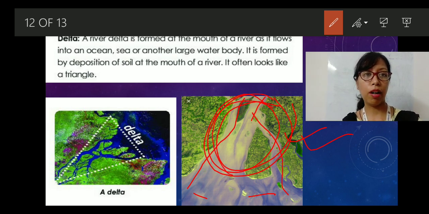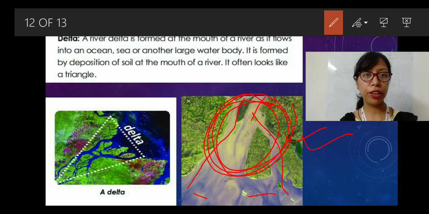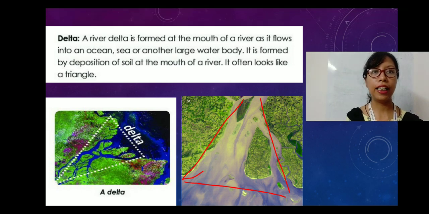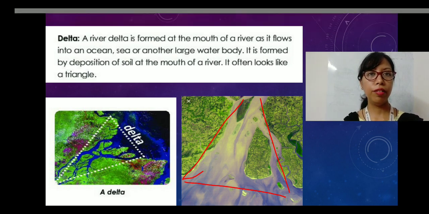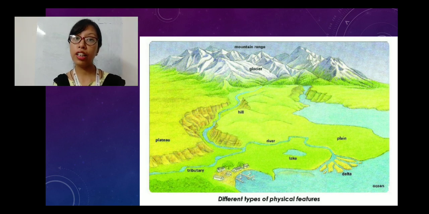So this is called the mouth of the river, and it often looks like a triangle. As you can see in the picture here, it looks like a triangle. Yes or no? This is the shape of a triangle. So this is called a delta. So it is always formed at the mouth of the river. Clear? Now here we come to the end of the discussion of different landforms.